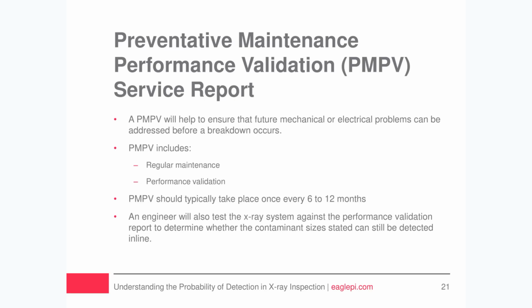retailers. That being said, there are some environments where 6 to 12 months isn't adequate, such as the meat and poultry industry, where these are carried out maybe 4 times a year, so every 3 months, because they are harsher environments. An engineer will also test the X-ray system against a performance validation report to determine whether the contaminant sizes stated can still be detected in line.